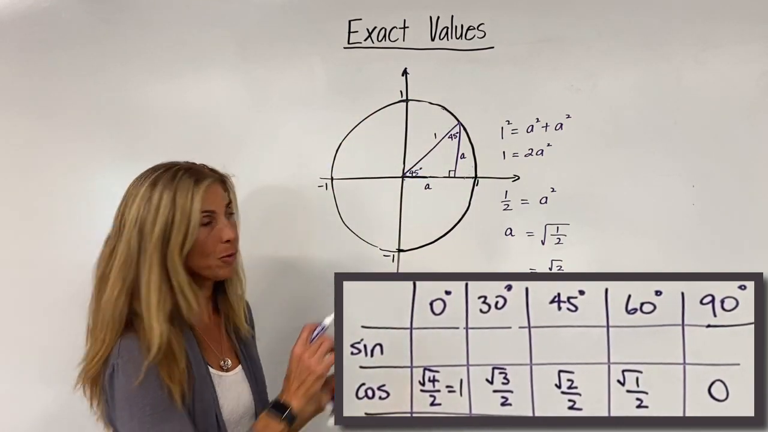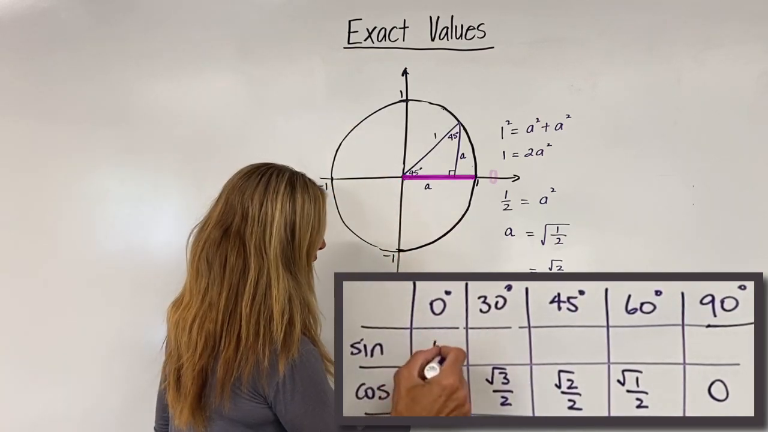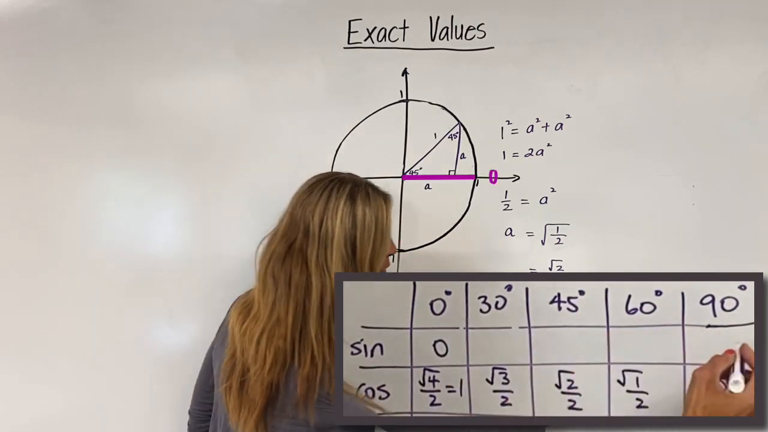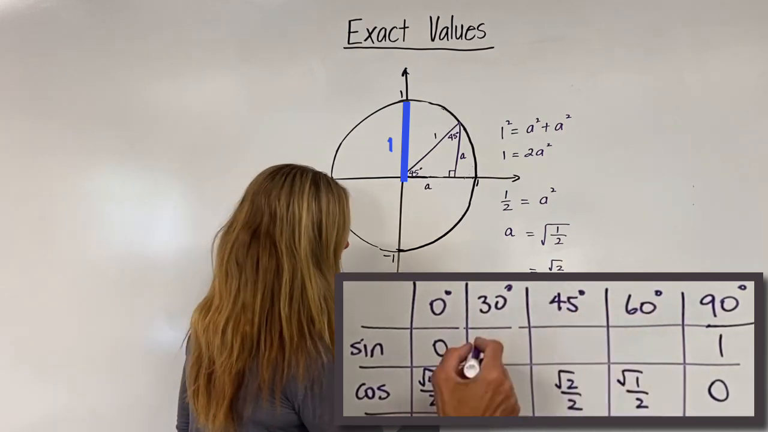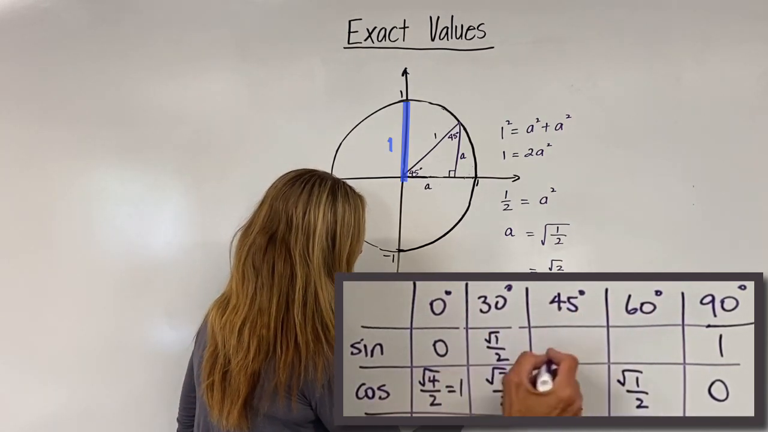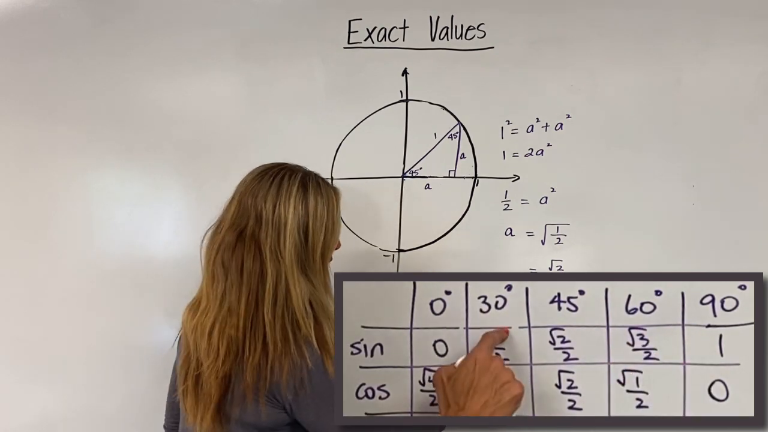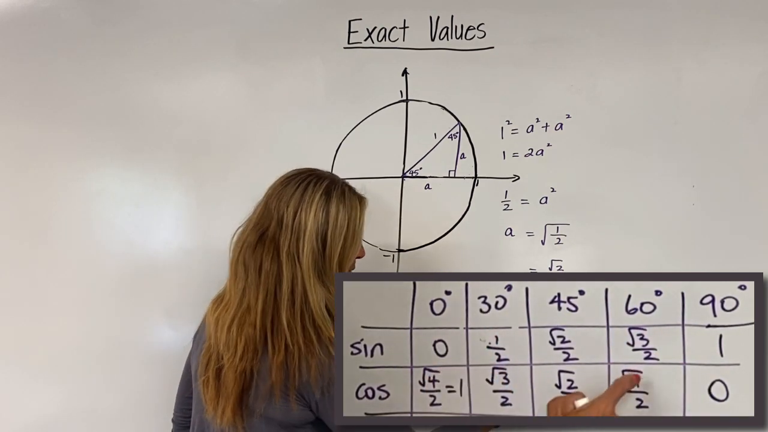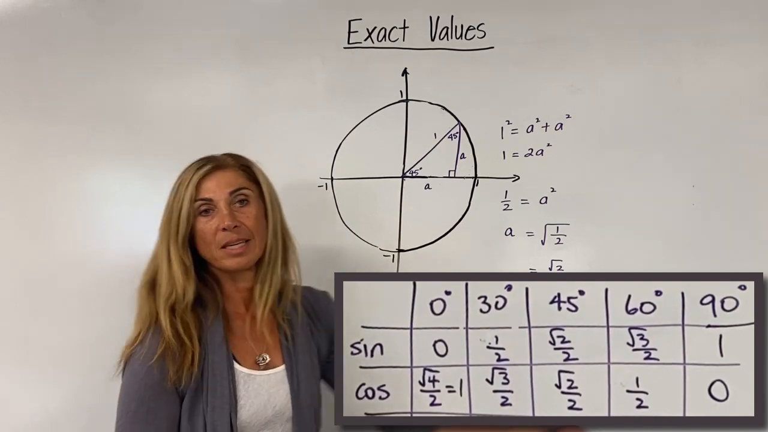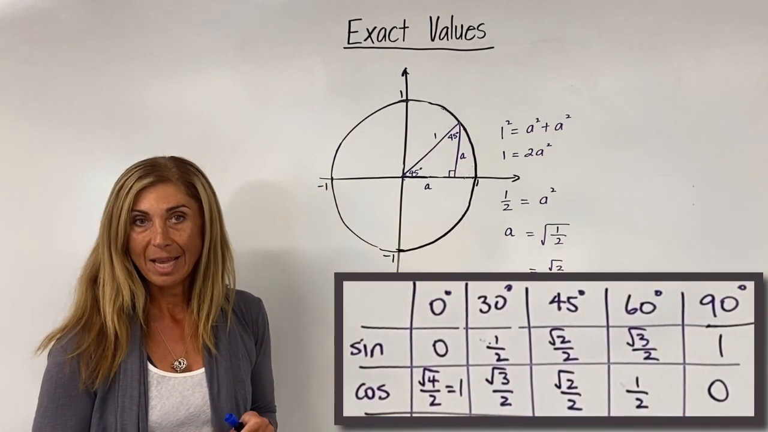Conversely, our sine values, our vertical measurement, starting at 0 degrees, our vertical measurement's 0, at 90 degrees our vertical measurement's 1, and they do exactly the reverse. Radical 1 over 2, radical 2 over 2, radical 3 over 2. And we know we don't need a radical 1 over 2, we can just simplify it to 1/2. This is a simplified form of using our exact values.